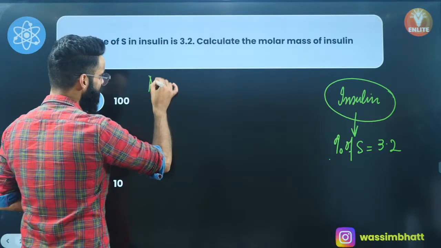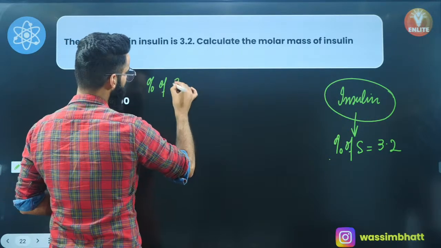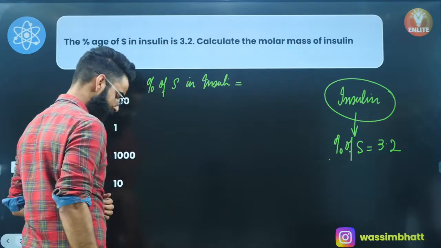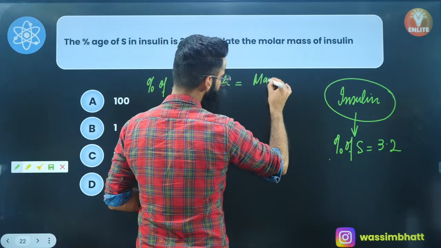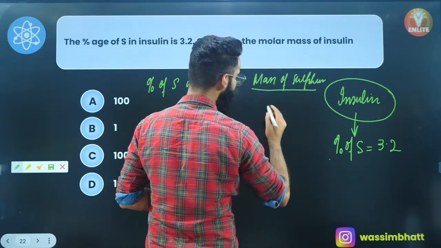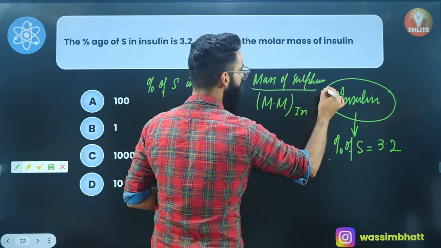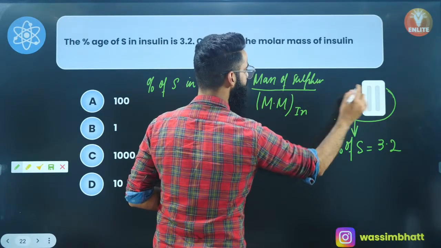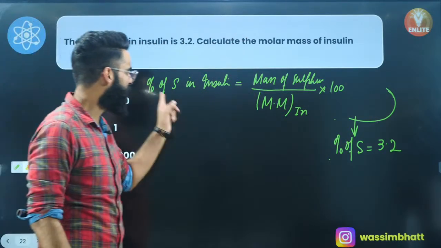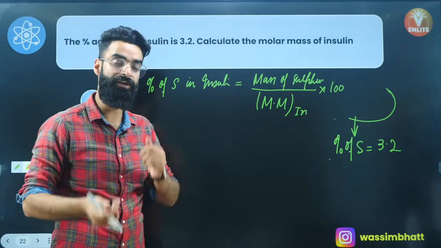I'll simply write a result. I'll write percentage of sulfur in insulin is going to be equal to mass of sulfur in 1 mole of insulin divided by molar mass of insulin multiplied by 100, right? This is the simple result which I'll be using over here, right? Percentage of sulfur in insulin is going to be equal to mass of sulfur in 1 mole of insulin divided by molar mass of insulin multiplied by 100.